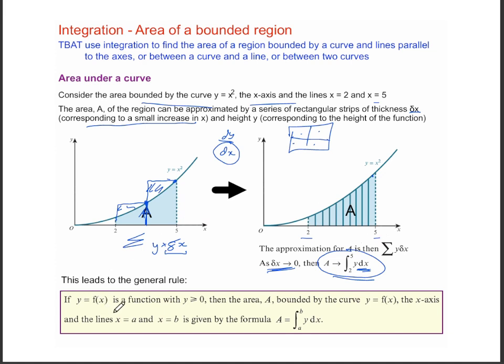So if y equals f of x is a function with y greater than or equal to 0, then the area A bounded by the curve y equals f of x, the x-axis, and the lower and upper limits, here we have 2 and 5, we're giving a general value a and b, is given by the formula. The area is given by the integration of y with respect to x, with the lower limit of a and the upper limit of b. Remember, y is just a function of x, right? So for example, in this case, it would just be the integral from 2 to 5 of x squared dx.